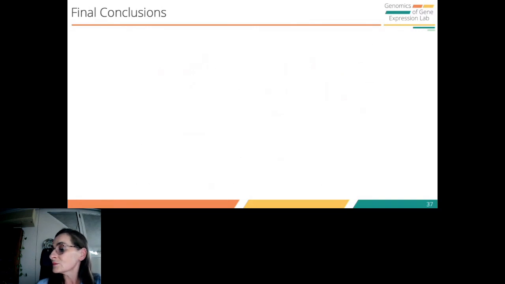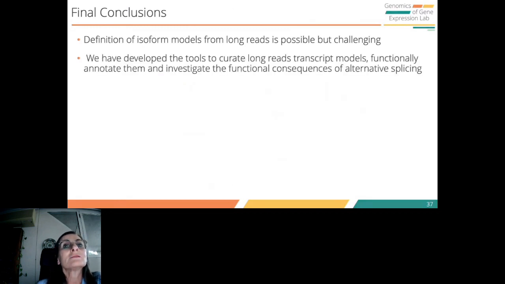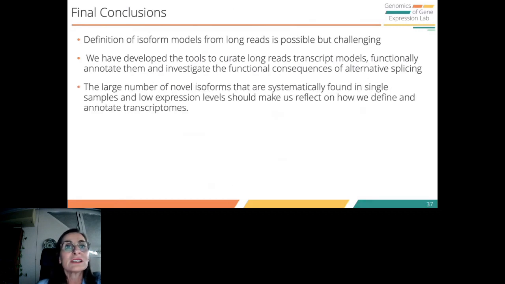So with that, I come to my final conclusions. Trying to wrap up everything that I mentioned today, I think that definition of isoform models from long reads is possible, but it's still challenging, especially for novel transcripts. We are working hard on creating the tools to curate these models, but also to provide some functional insights into the possible alternative function of isoforms in terms of the functional domains and the consequences of alternative splicing.